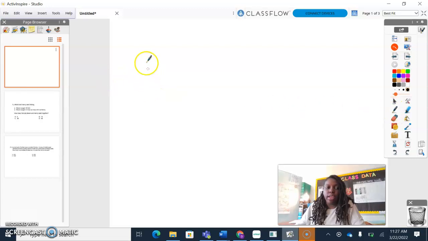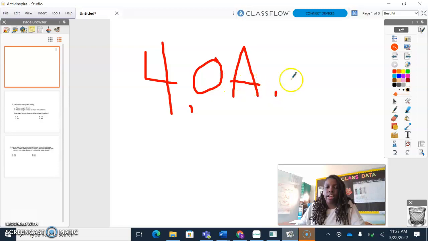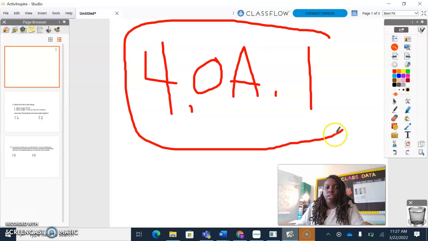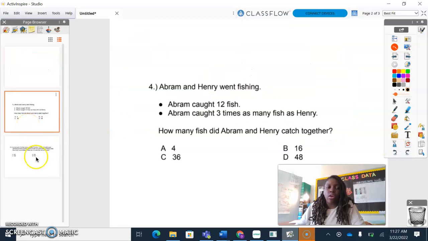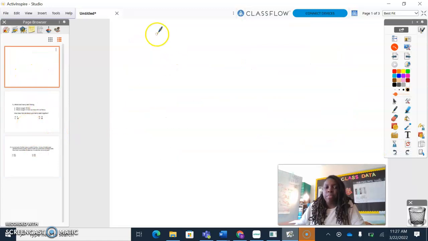All right, you guys. So today we're looking at 4.OA.1. So if this is not the goal you're working on, then you need to make sure you look at the links and make sure you're in the right one. All right. So 4.OA.1 is working on times as many, right? So this is what you need to be working on, times as many.